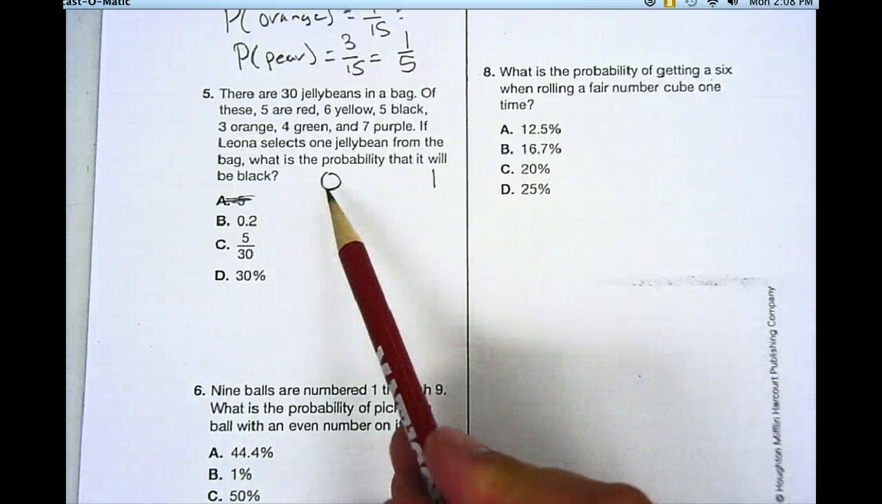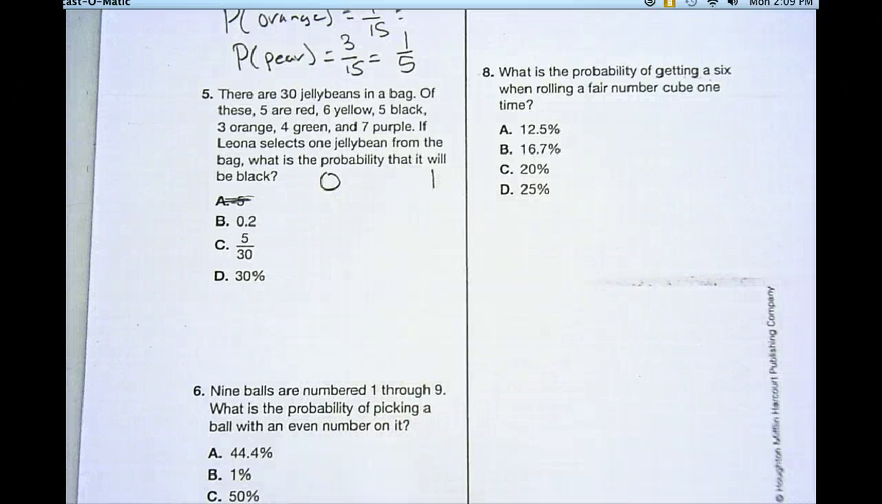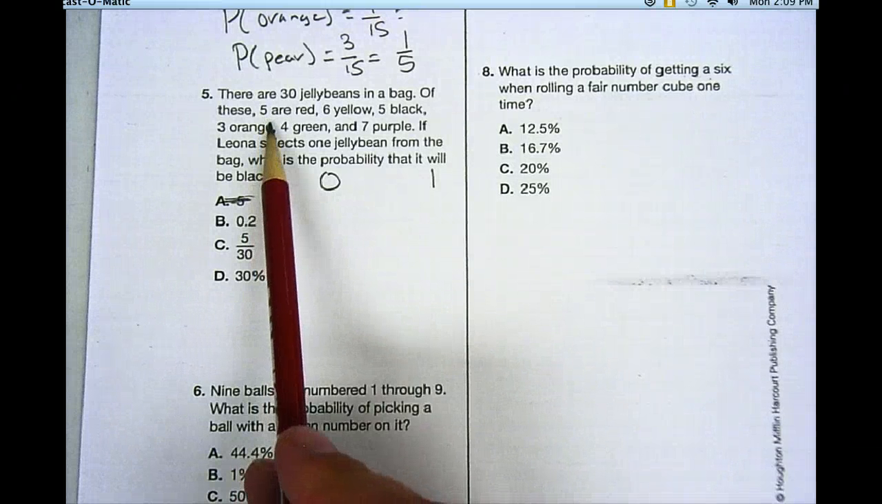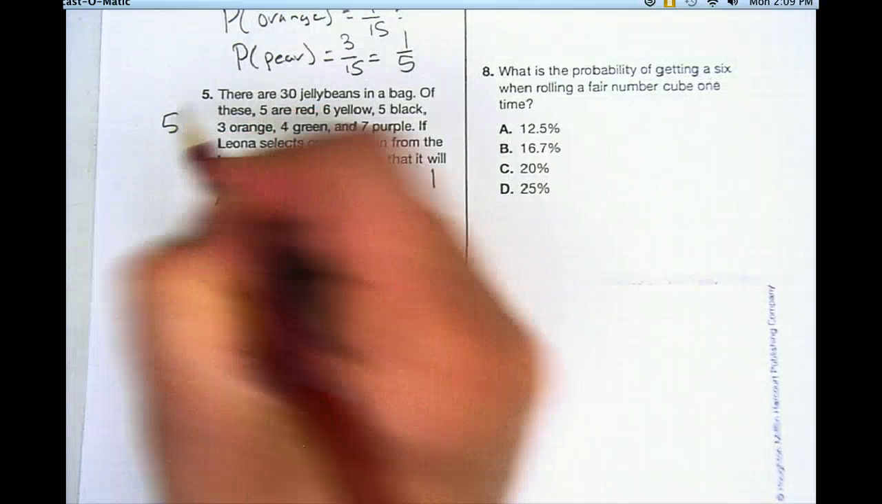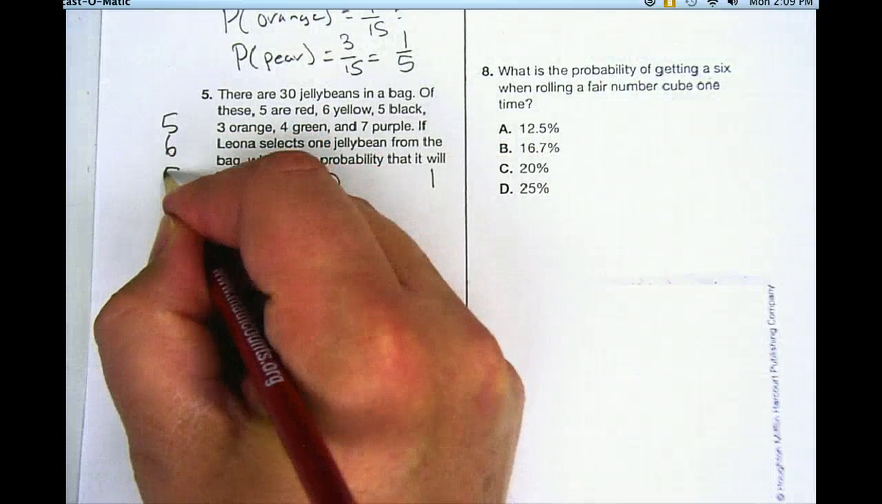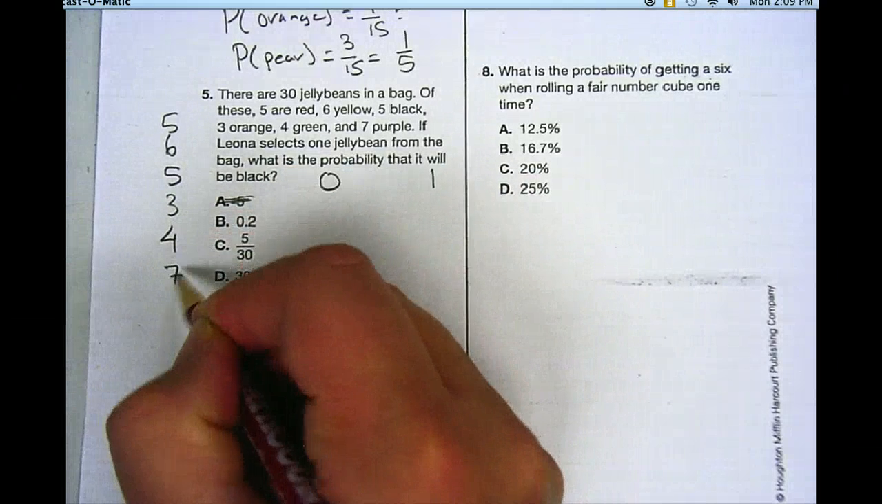Remember, 0 means that there's no chance or it's impossible for it to happen, and if something has a probability of 1, that means it's certain to happen. Okay, so let's check this out. First of all, what I have to do is add up all the different jelly beans, all the different colors that I have. So I have 5 plus 6 plus 5 plus 3 plus 4 plus 7.